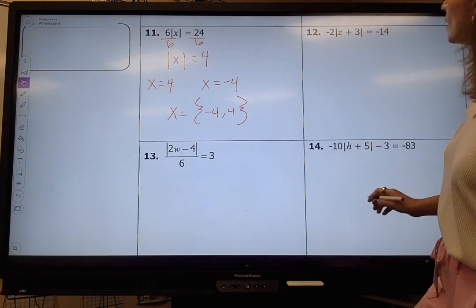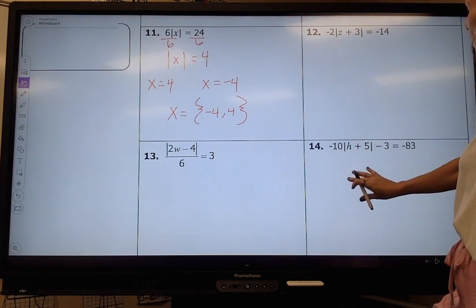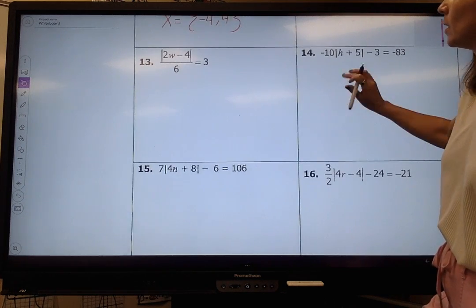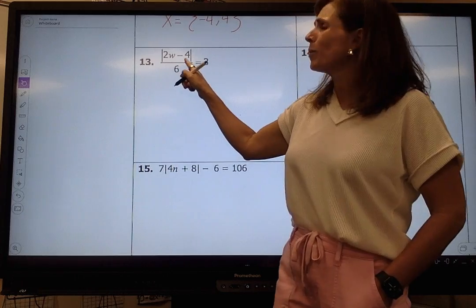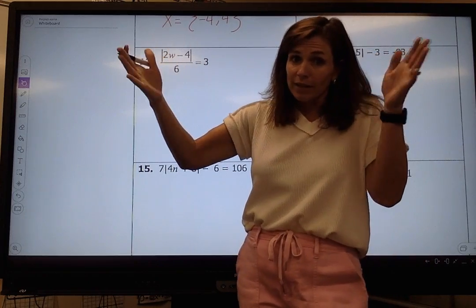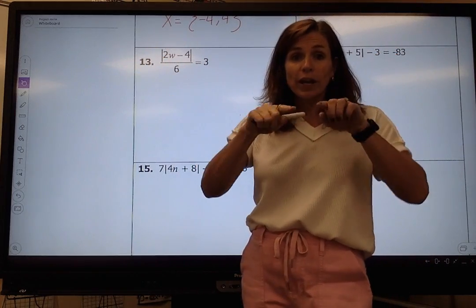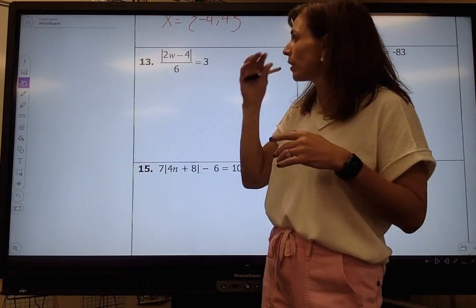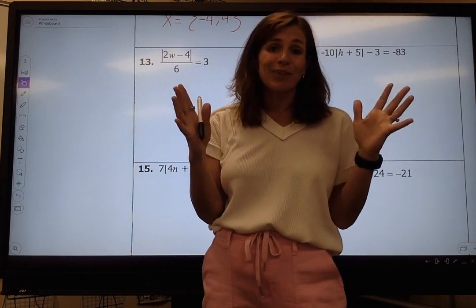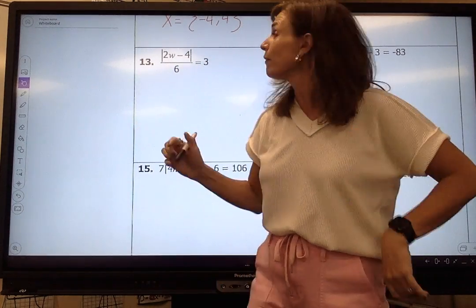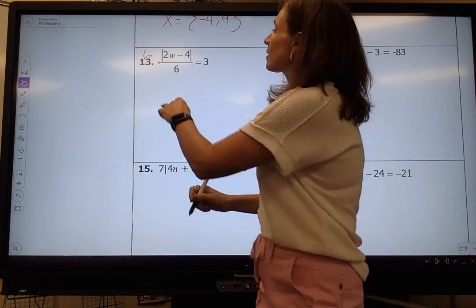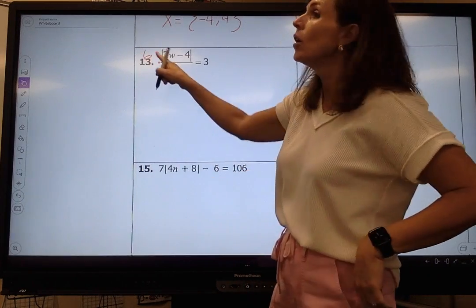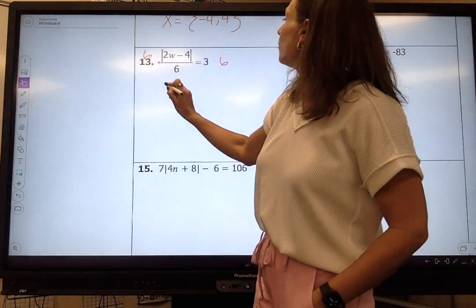All right, let's take a look at number 13. So I need to get rid of, remember, you can't add 4 because it's not isolated, so you can't even do that. But you've got to get rid of this fraction. This whole absolute value is located over 6. So my first step is I've got to get rid of that dividing by 6. Multiplicative inverse, I multiply both sides by 6. Remember, I want to see it up here because I want to see that cross reducing numerator and denominator. Whatever you do to one side, you do to the other.